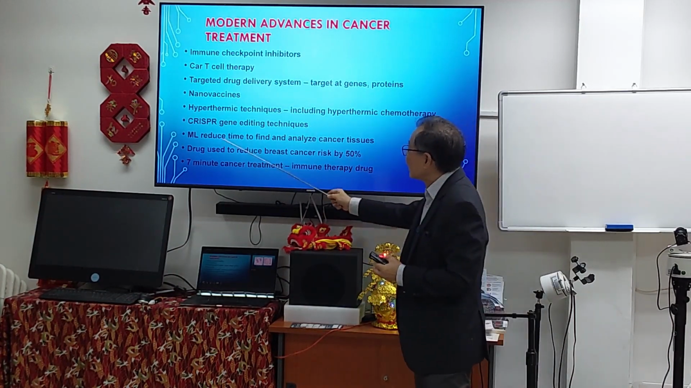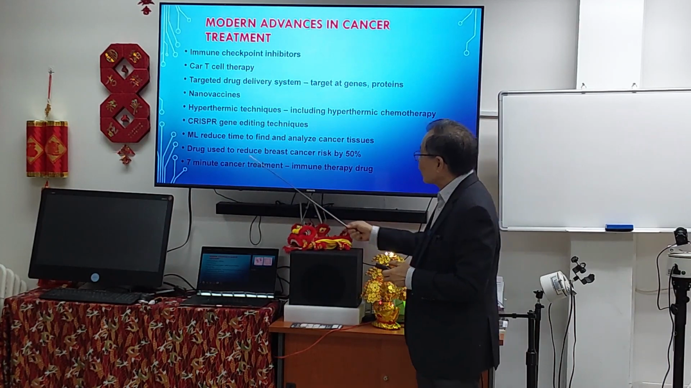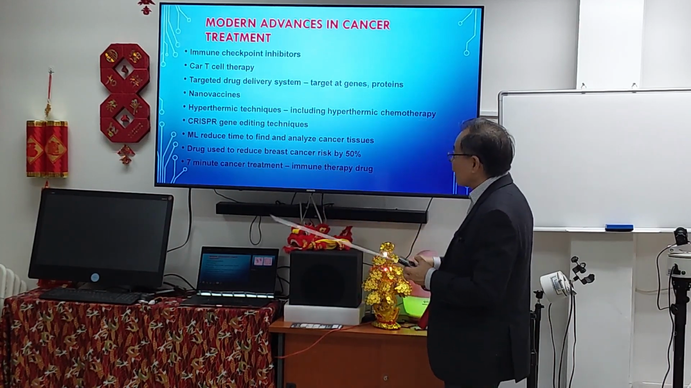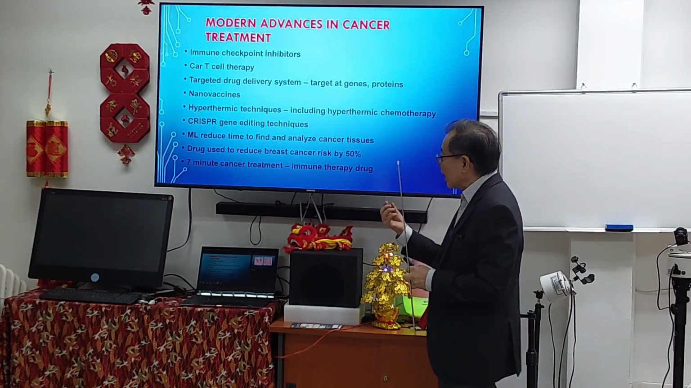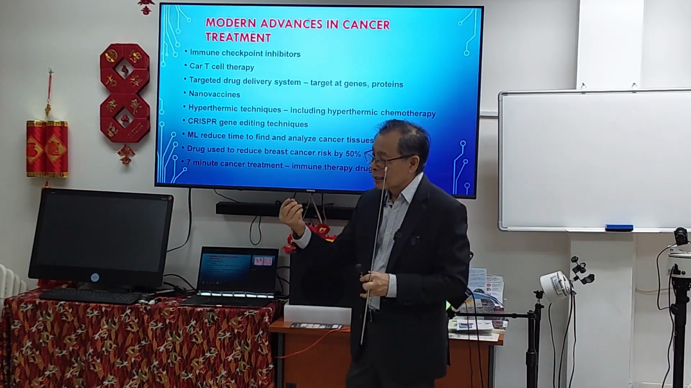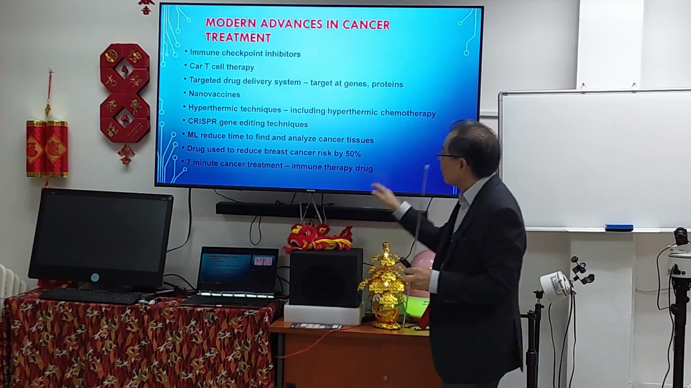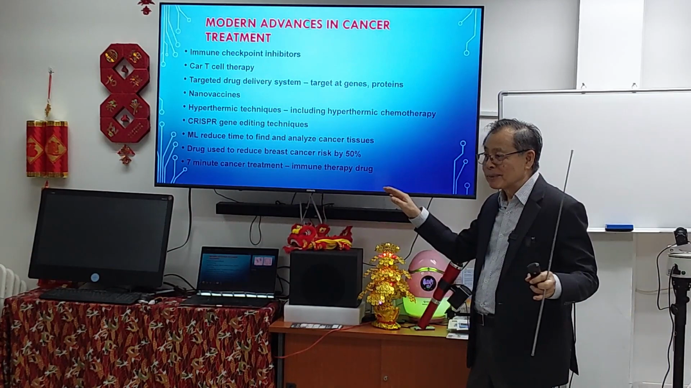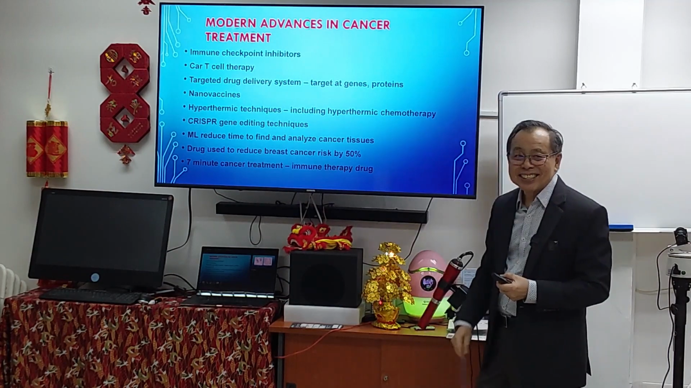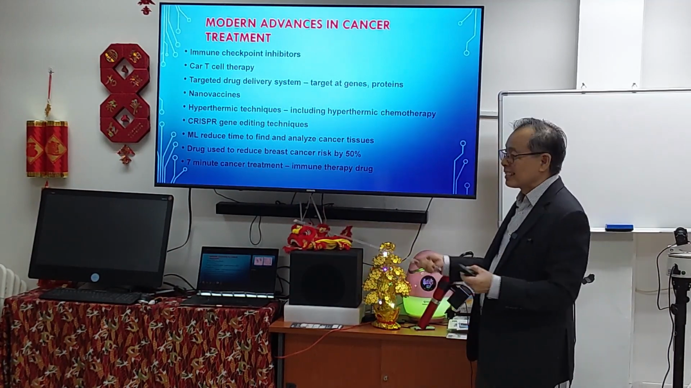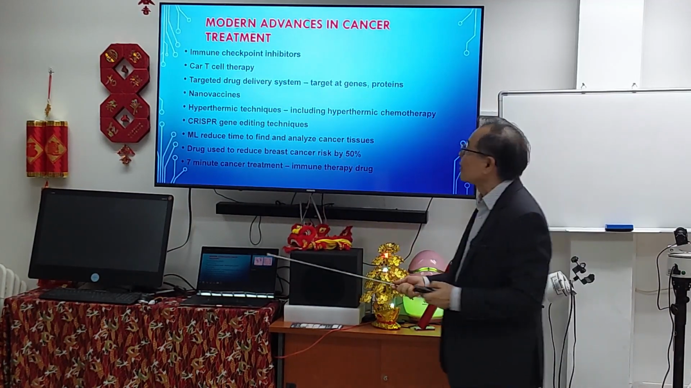And machine learning can reduce the time to find and analyze cancer. A drug to reduce breast cancer risk was licensed, I think, some years back. If you're at risk of breast cancer, there is an anti-breast cancer drug which can be taken as a tablet, and you reduce your risk by 50%. Then there's a 7-minute cancer treatment. Just go in, use the immunotherapy drug, 7 minutes, and you're done. So these are some of the advances that have been made.